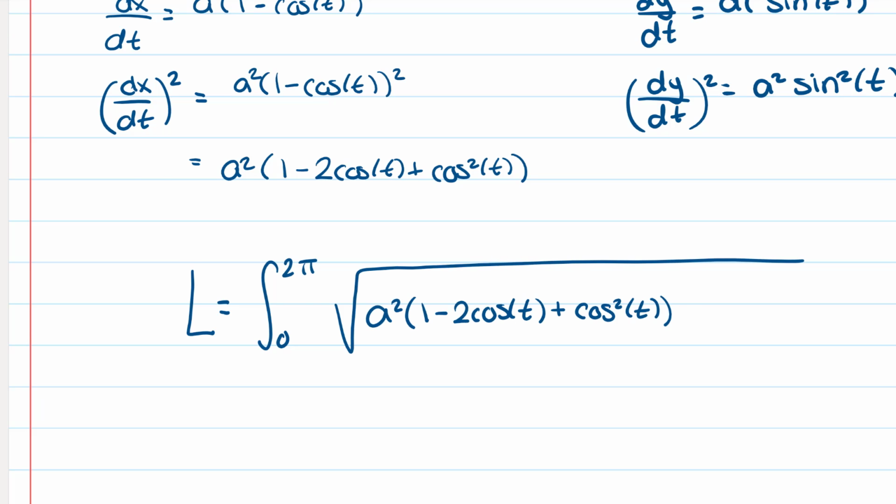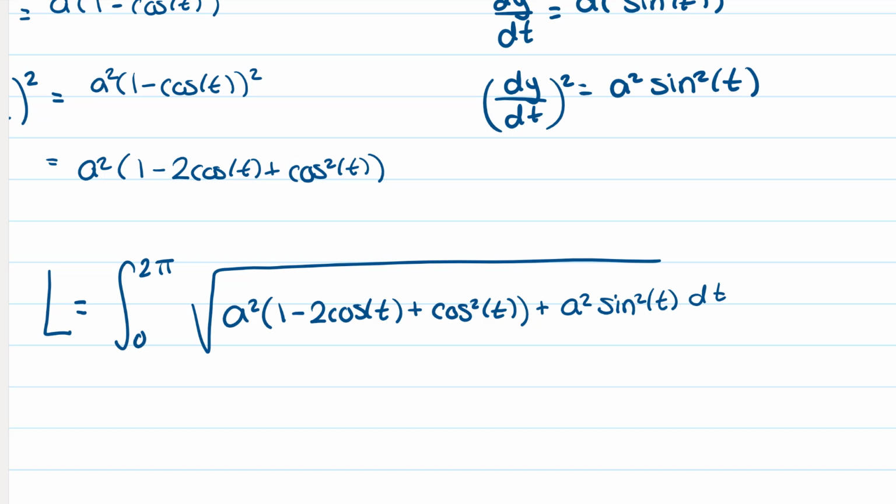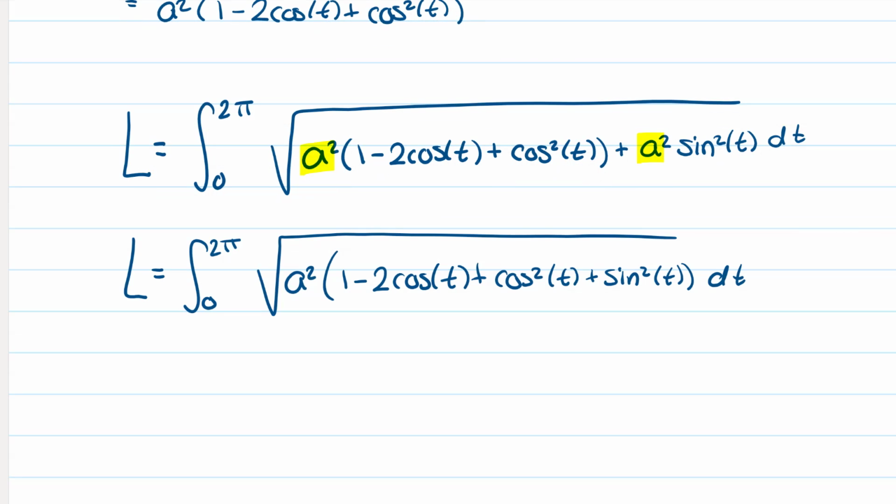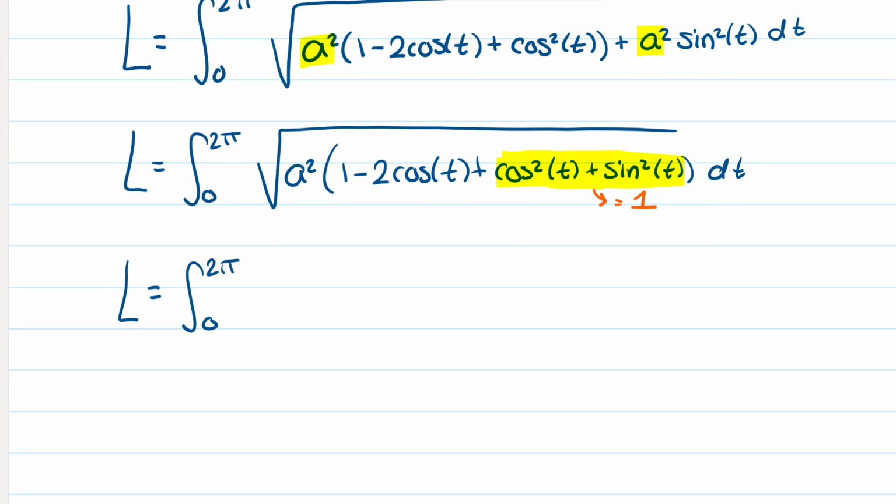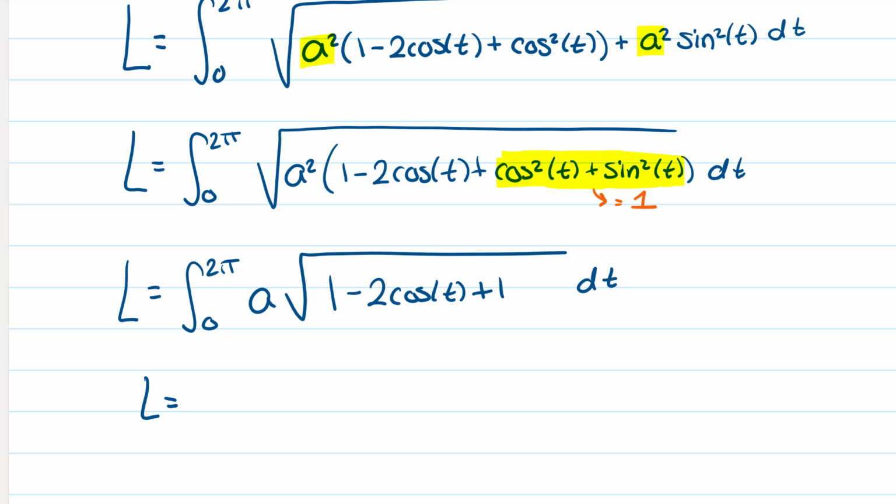So now that I've plugged everything in, I'm going to simplify. I notice that both terms have an a squared, so I'm going to factor that out. And then within the integral, I have a cosine squared plus a sine squared, so that's going to equal 1. And I'm going to bring that a squared out as just an a, because remember a is just a number. So I get 1 minus 2 cosine of t plus 1. Simplify that just a little further. I can bring the a out of the integral because it's a constant: a times the integral of the square root of (2 minus 2 cosine of t) dt.